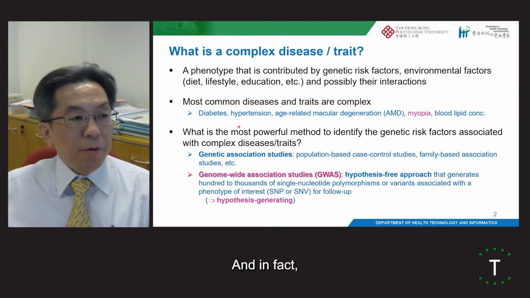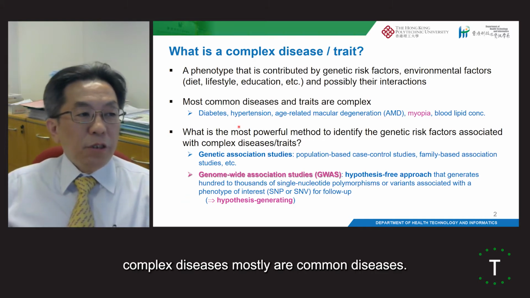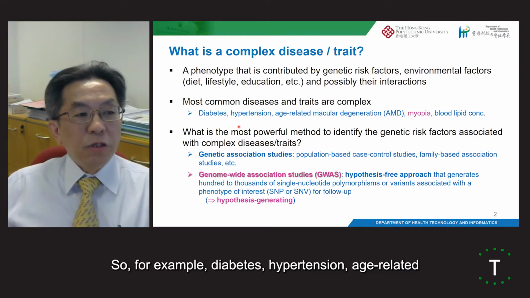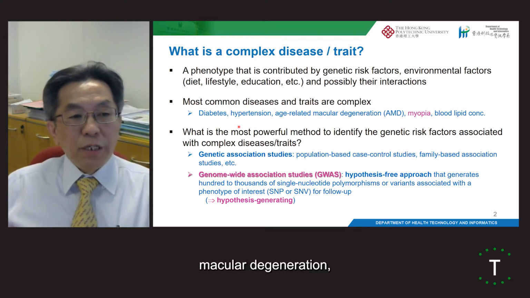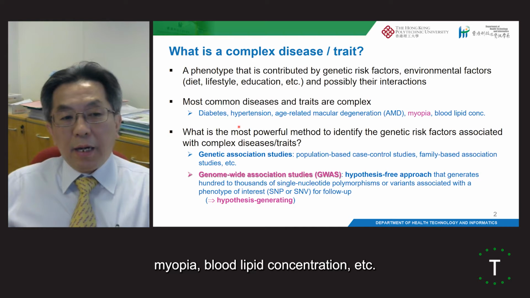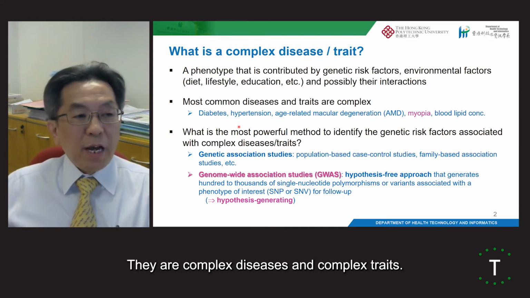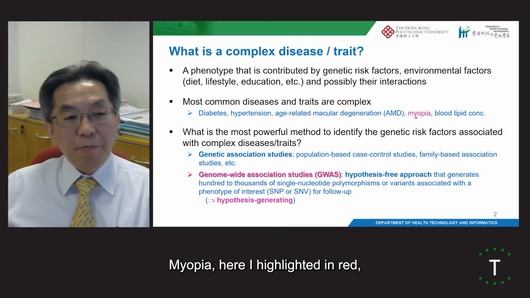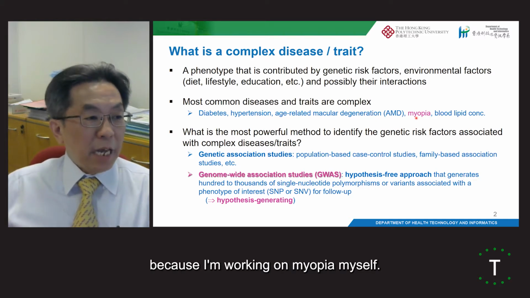In fact, complex diseases mostly are common diseases. For example, diabetes, hypertension, age-related macular degeneration, myopia, blood lipid concentration, and so forth. They are complex diseases and complex traits. Myopia here is highlighted in red because I'm working on myopia myself.